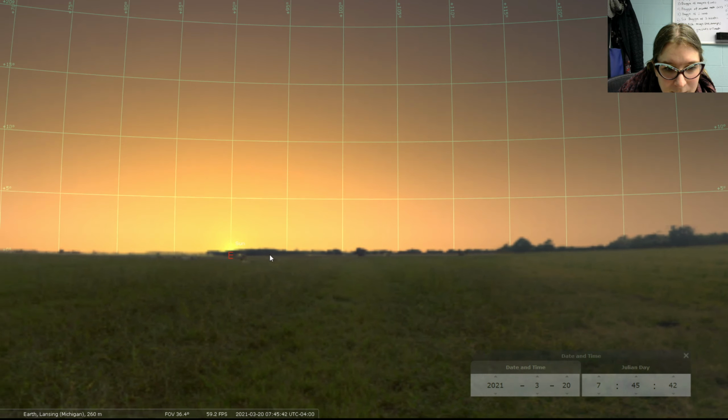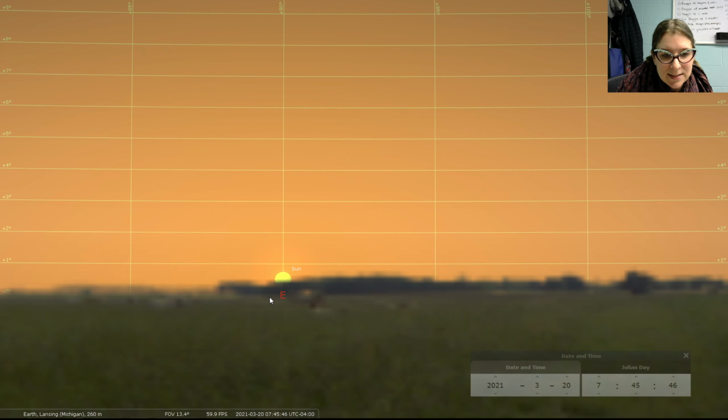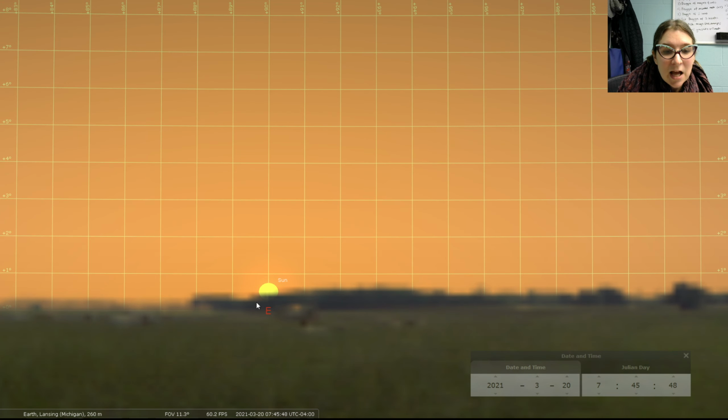It's not quite above the horizon, so let's zoom in. Oh, it's right on the horizon. I stopped it at the right time. Go me. So here's the sun rising. It's just on the horizon on the spring equinox. You can see it's rising exactly east.